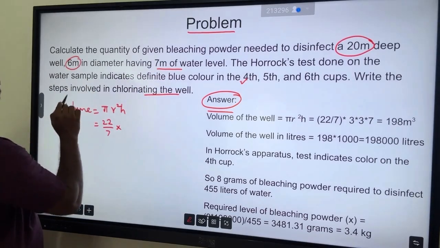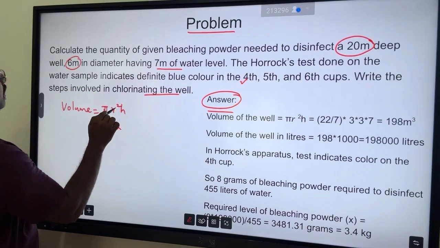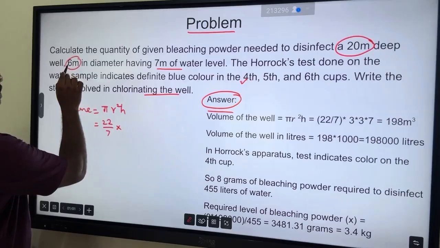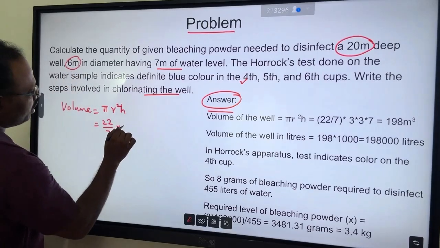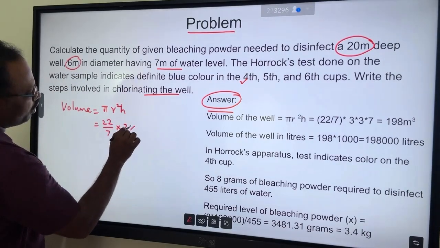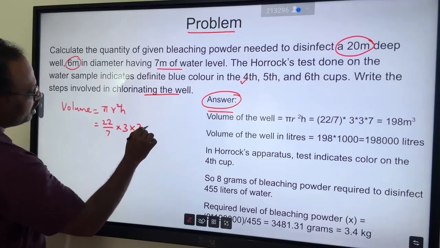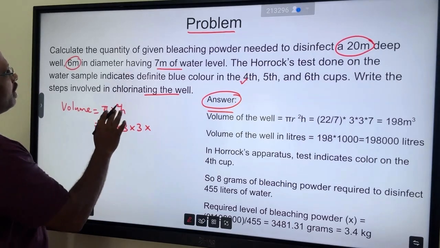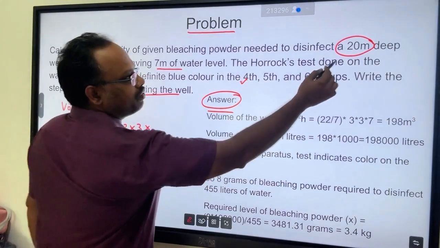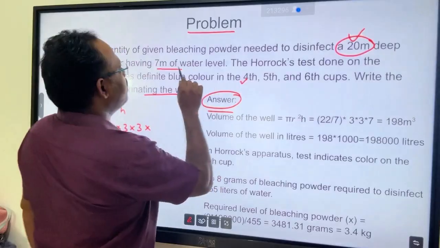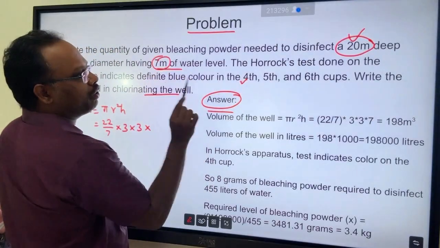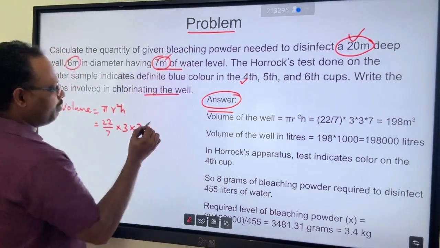So r square is radius squared. Here, 6 meter is the diameter given. So we need to put the radius: 22 into 7 into 3 into 3 into height. Here we should not get confused between this 20 meter deep and the 7 meter water level. What we need to take is the water level, that is the 7 meter only.